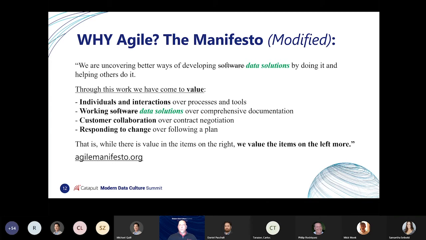Individuals and interactions over processes and tools. Working solutions over comprehensive documentation. Customer collaboration over contract negotiation. And responding to change over following a plan. And as many of you may have been thinking, just to state the obvious, while there is value in the items on the right, no one is saying don't do documentation, don't have a plan, quite the opposite, as we'll see. We value the items on the left more.